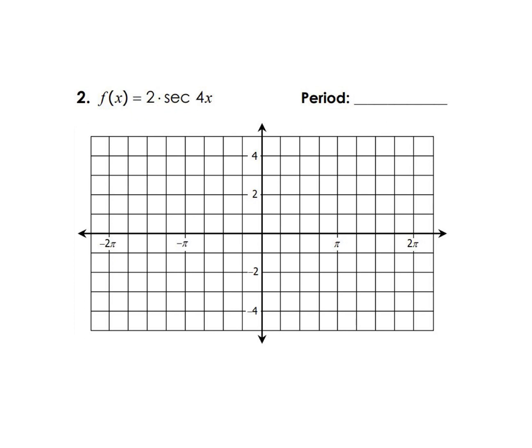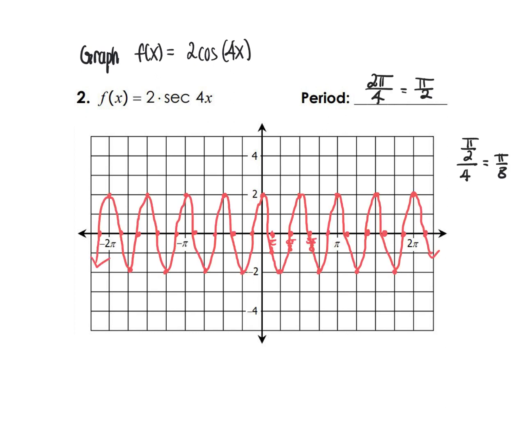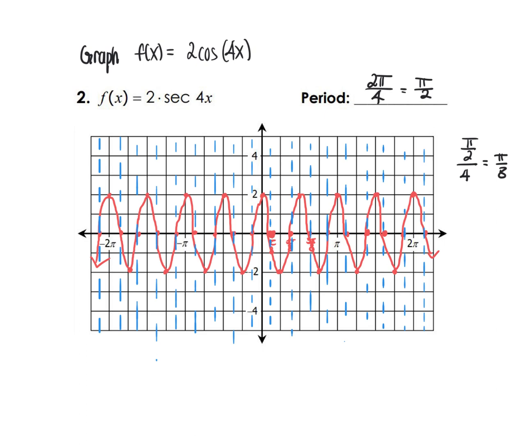So what I'm going to do is actually graph 2 cosine of 4x. So that was in the last video. So I'm going to just go ahead and write it down. You should refer to the last video if you need help with this still. All right, that's the cosine graph. Now we're going to go ahead and draw our vertical asymptotes when cosine is 0. There's quite a few for this one, but that's okay. So then we just go ahead and draw the parabolas, as I like to call them.